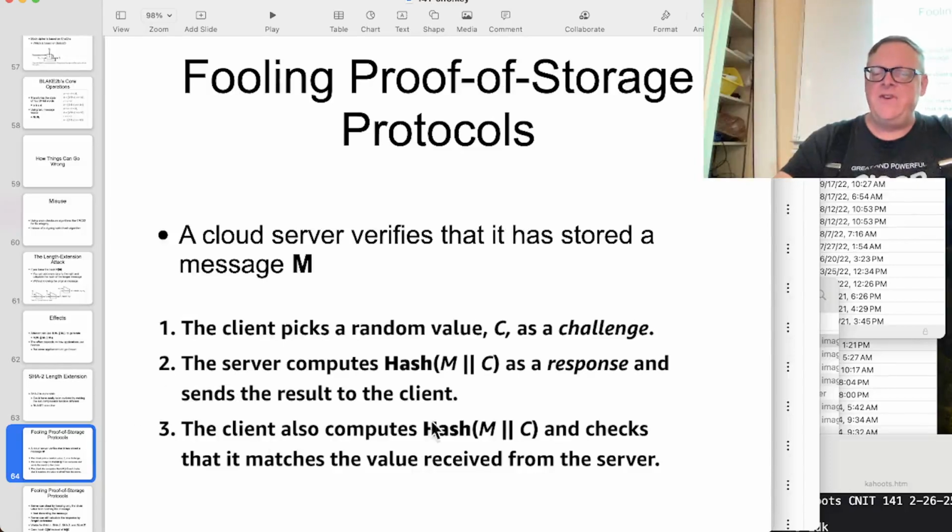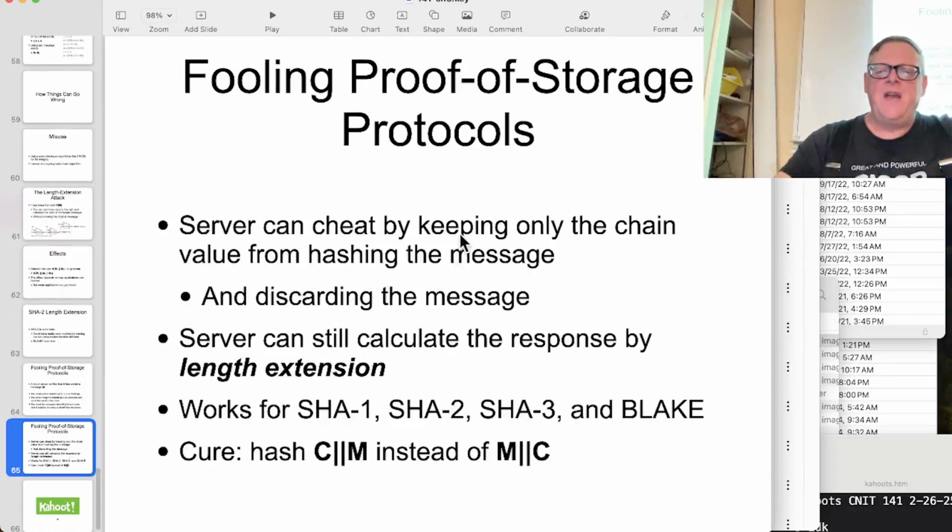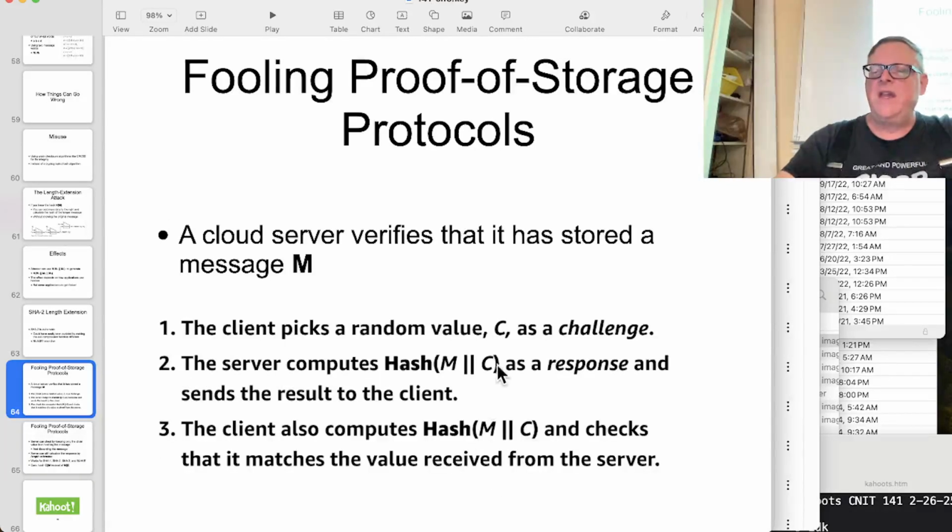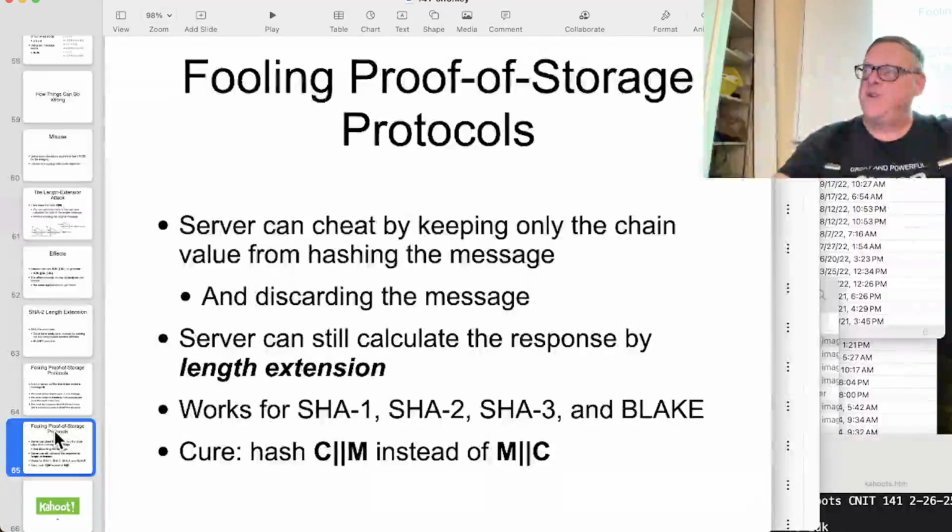And so, as you can see, a server could cheat by only keeping the hash value from hashing the message and discarding the message. They could still calculate the response by length extension. So that's the problem. You can pass certain tests here without actually knowing the message because you know the hash of the message. You can't reverse the hash and find the message, but you can predict the hash of a longer message that begins with the same start.